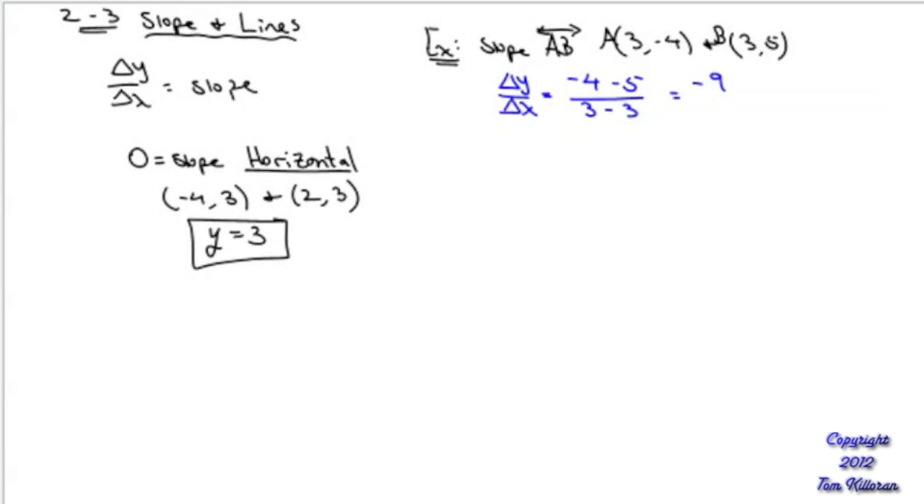That's -9 divided by 0. And you really have to keep the difference between 0 on the top and 0 on the bottom separate. 0 on the top gives you a horizontal line. 0 on the bottom gives you an undefined slope. The book says no slope. I don't like the word no because too many people associate that with 0. So I'd rather you say 0 slope for horizontal lines, undefined slope for vertical lines. If you plotted these 2 points, they would be completely vertical.